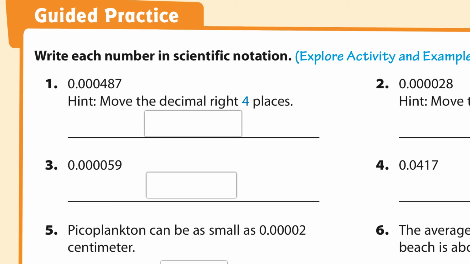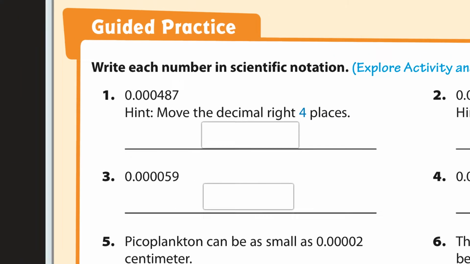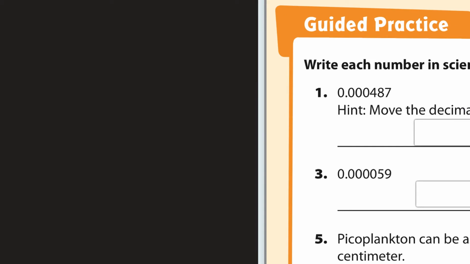Okay, so welcome to Guided Practice on scientific notation with negative powers of 10. Let's get started. We're going to write this first number in scientific notation, and I'm going to put that here, 0.000487. Now the first part of scientific notation should be pretty easy. You create a number between 1 and 10 using a decimal, and then it's times 10.